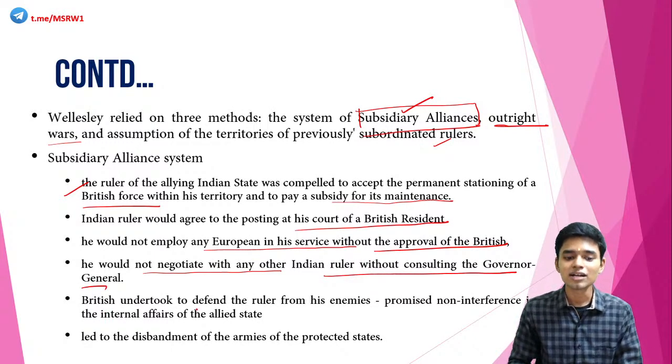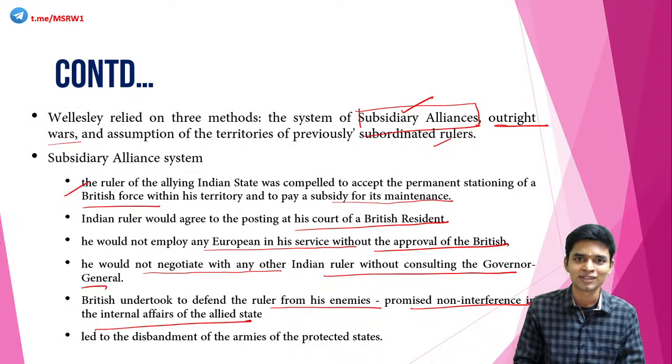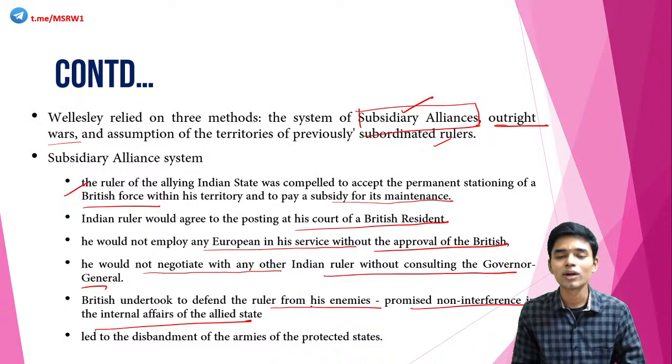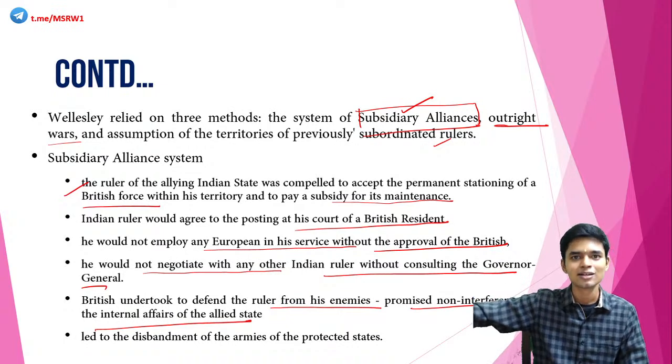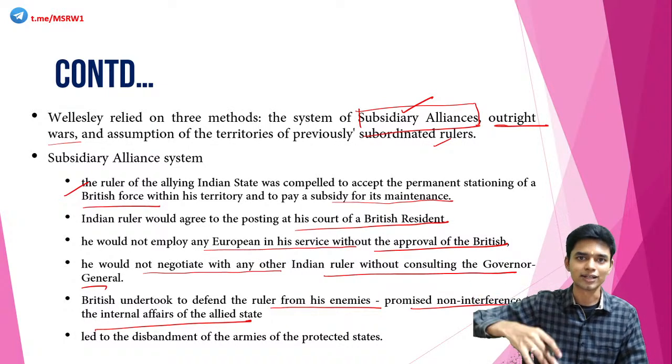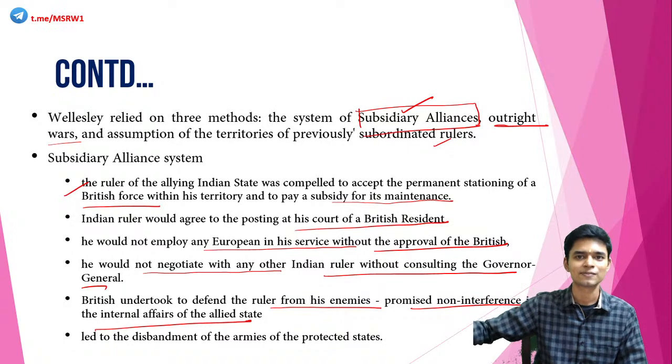Clear? The British undertook to defend the ruler from his enemies, and promised non-interference in the internal affairs of the allied state. The first part is fine, because now this ruler is a puppet in English hands. So basically this territory is now with Britain, and Britain will defend it against anyone else because it's in effect their own territory now.